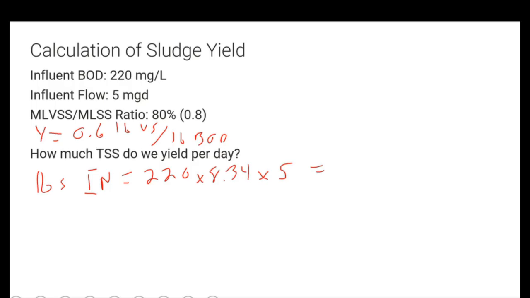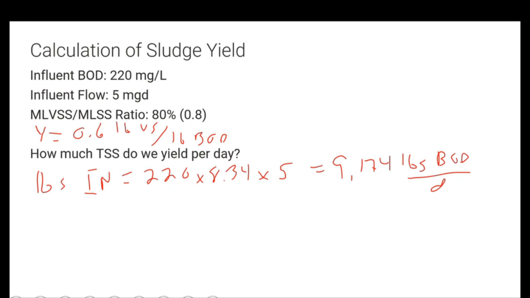Did anybody do the math on this? Anybody know what the pounds are? Besides Jonathan. 9,174. Is that what everybody else got? Yes. So you don't do the 0.6. So that's how many pounds of BOD we have coming in, right? 9,174. Anybody disagree? So that's pounds of BOD per day. That's not our TSS yield yet, right? That's just our load coming in.